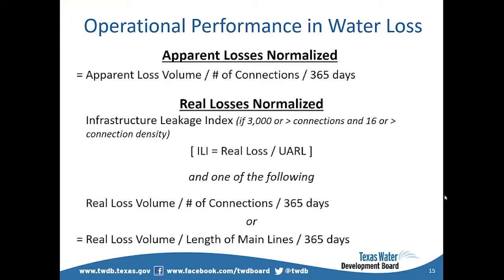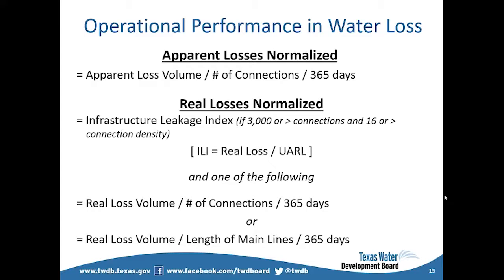And then real losses does a similar thing here. There are actually 3 different types of real loss performance indicators. The first one being the infrastructure leakage index. Now, this performance indicator is only going to calculate and is only good for utilities that have over 3,000 connections and also have over 16 connections per mile. So that's going to be those more dense, larger utilities.